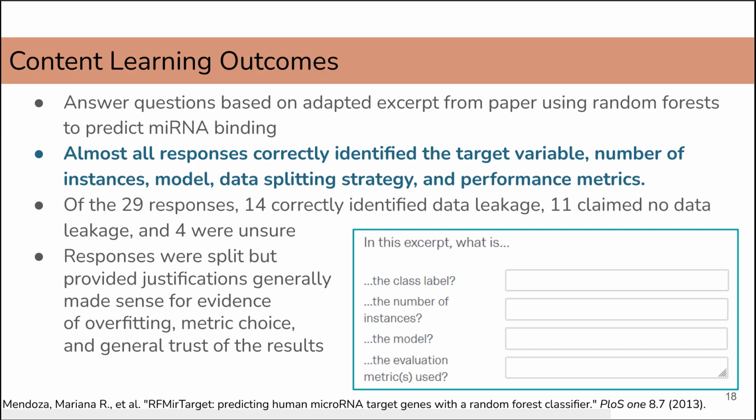When participants were then asked about this excerpt, we found that almost everyone was able to correctly identify the parts of the machine learning experiment or workflow. So that was really great to see. In terms of the instance of data leakage, we found that only about half of participants were able to correctly identify that data leakage was occurring.